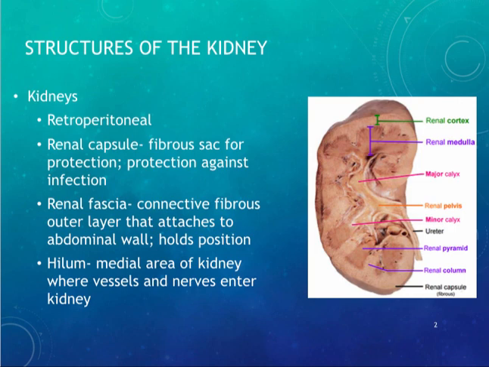There is the renal capsule, which is basically a fibrous sac that's around the kidney for protection. And the renal fascia is basically a connective tissue that holds the kidney in place. The hilum is the medial area of the kidney where the vessels and nerves enter the kidney. Then two slides down, I'll show you some more. But you have the major and minor calyx. Those are where the urine collects, and then it goes down to your ureters. And obviously, this is on both sides with both your kidneys.